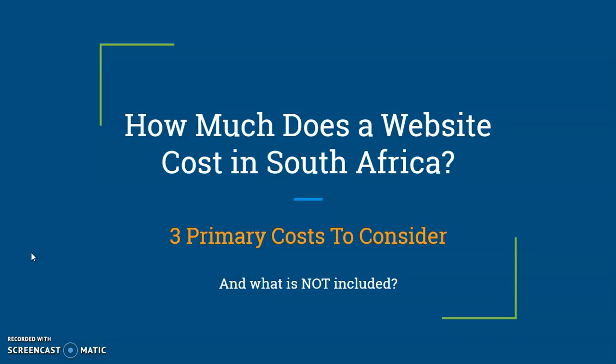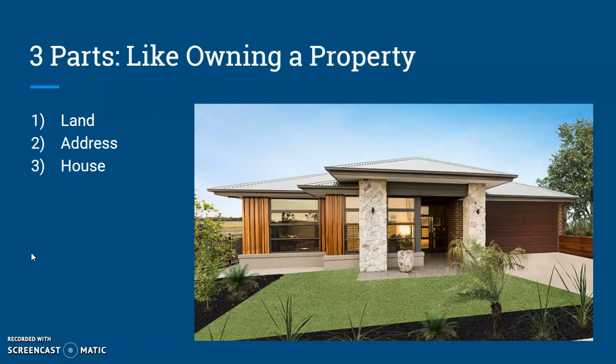My intention is to give my clients and potential clients absolute clarity and transparency so that they know exactly what they're going to be paying for moving forward. Okay. So first of all, I like to use a simple metaphor. Having a website is like owning a property in that there's three primary moving parts involved in the actual property.